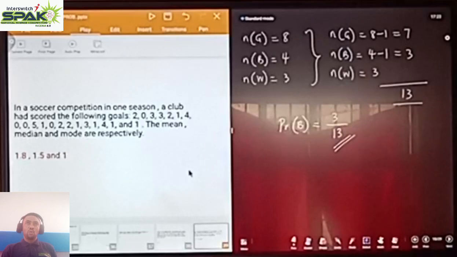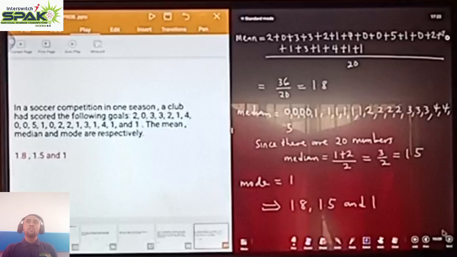Now, we have here, in a soccer competition in one season, a club has scored the following goals. You see, the mean, median, and mode respectively are... Now, first, to find the mean, you add up all the numbers divided by, if you count, you have 20 different goals. So add it all divided by 20. The total is 36 divided by 20. That's 1.8. That is the mean.